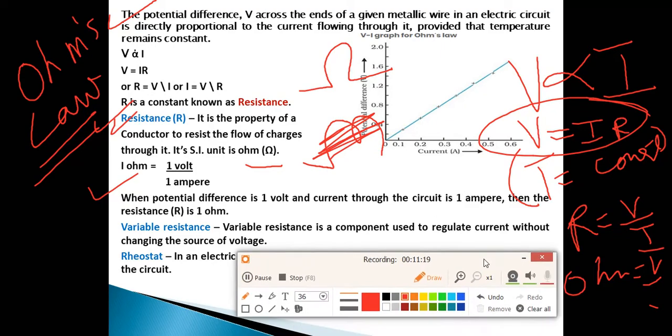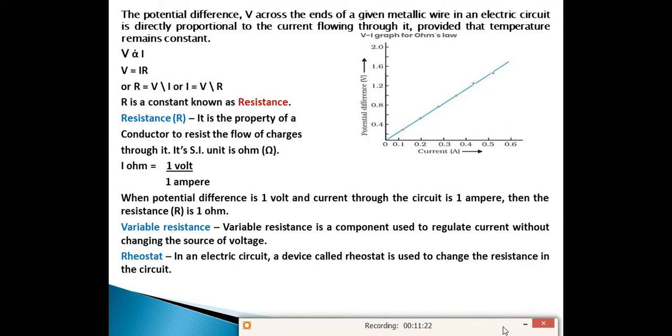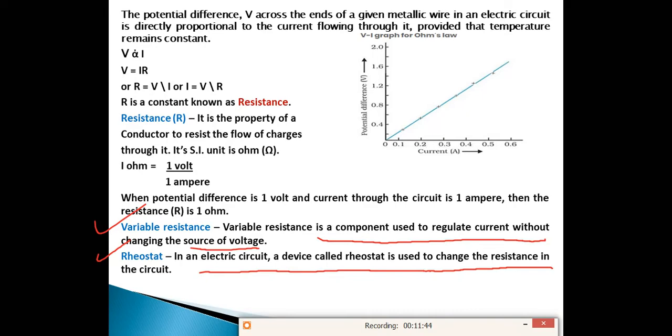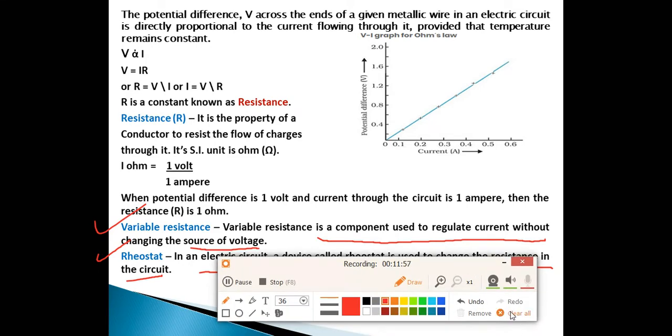Now let us read about variable resistance and rheostat. So what is variable resistance? Variable resistance is the component used to regulate current without changing the source of the voltage. Okay, so this is the definition of variable resistance. Next is rheostat. In an electric circuit, a device called rheostat is used to change the resistance in the circuit. Suppose you want to change the resistance in the circuit, then you can change it using a device called rheostat.